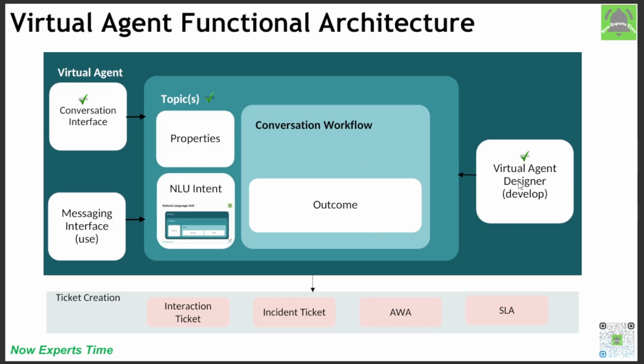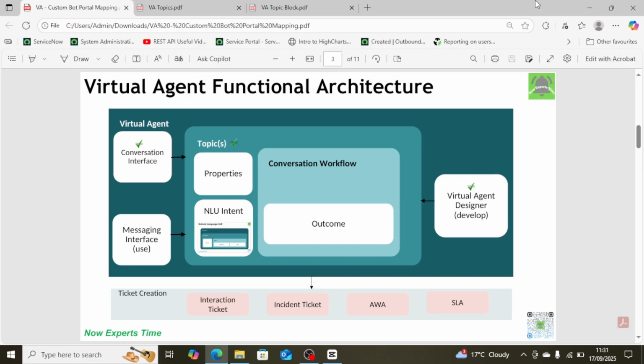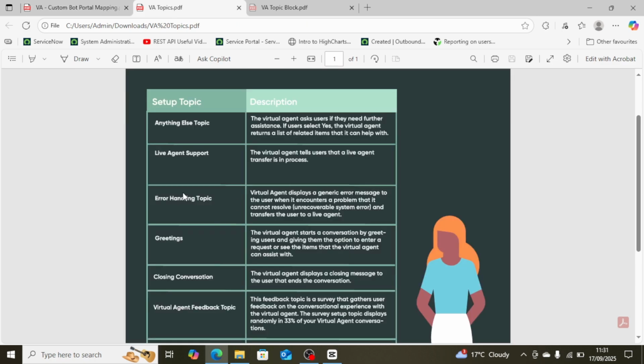So when you talk about this virtual agent designer, there are four major components. In the upcoming slides or upcoming session, we will discuss the virtual agent designer related components. However, I'm just highlighting two important points, that is called topic and topic block. Topic and topic block support defining default items.